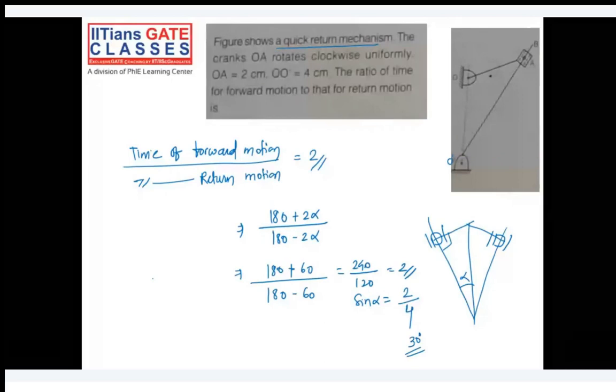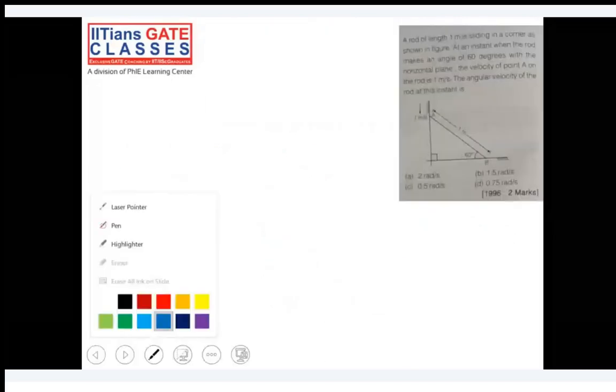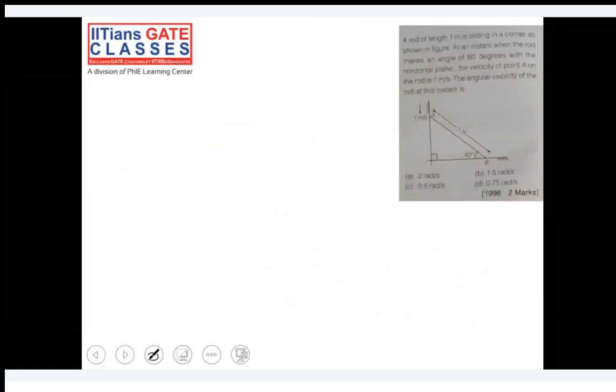Next question, take this question. A rod of length 1 meter is sliding in a corner as shown in the figure. At an instant when the rod makes an angle of 60 degrees with the horizontal plane, the velocity of point A on the rod is 1 meter per second. The angular velocity of the rod at this instant is?